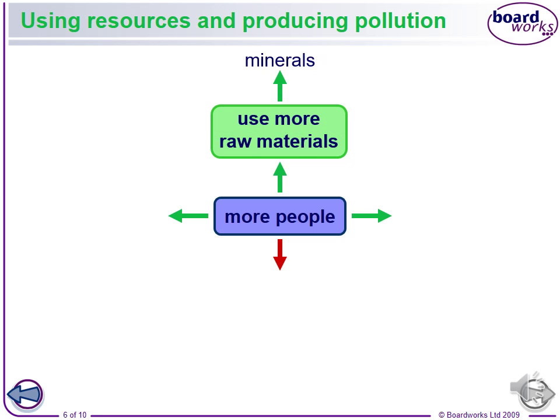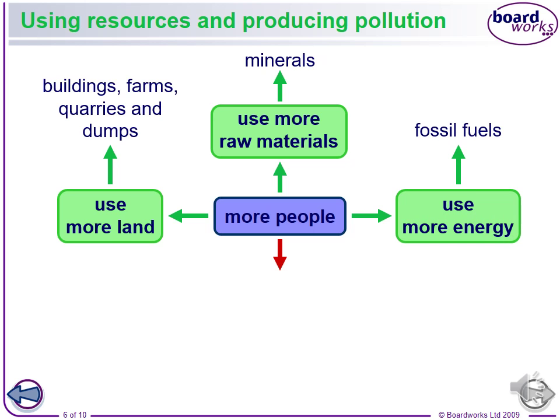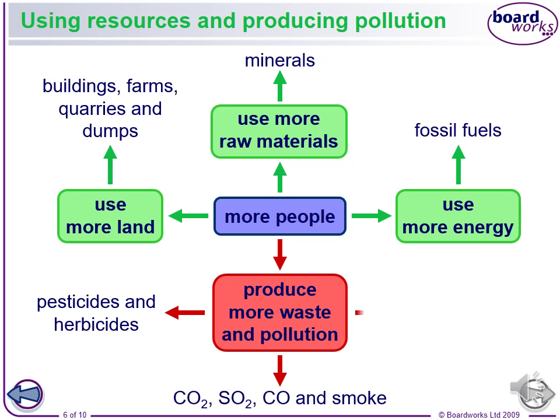So, using resources and producing pollution. More people get you more raw material. You're using more raw materials, such as minerals. More people means you're using more land, so buildings, farms, quarries where you're mining, and dumps. More people also means using more energy, which means more fossil fuels for the gas to transport. More people, though, produce more waste and more pollution. So we use pesticides and herbicides.